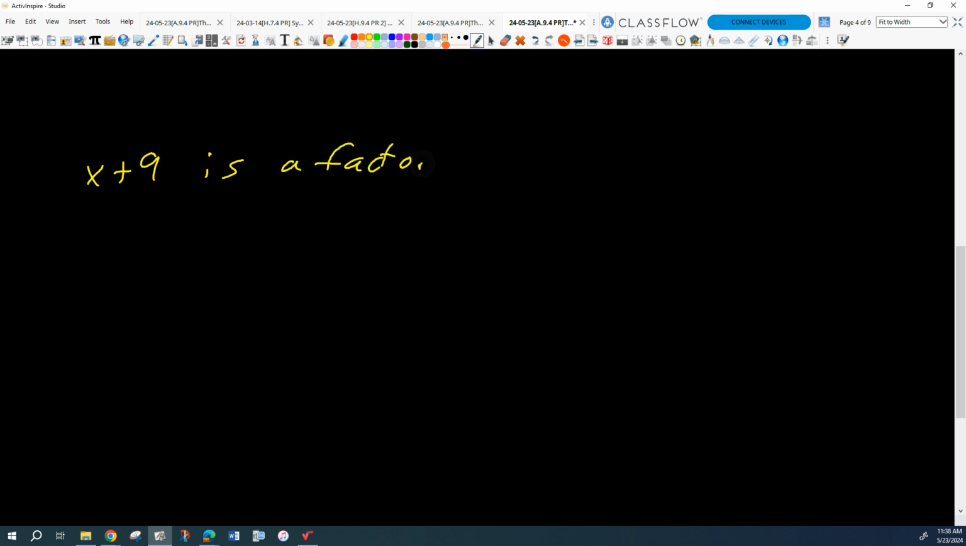Okay, let's try a couple more. If I have some random polynomial, if I know that x plus 9 is a factor of f of x, then that tells me that blank is a 0. Negative 9. Exactly. Perfect.